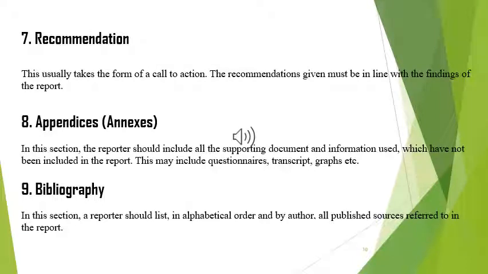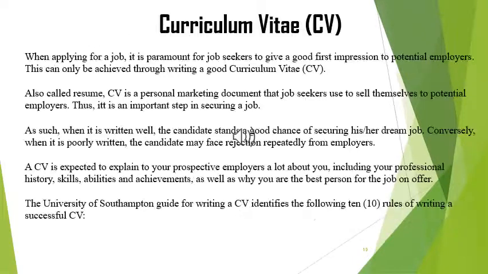The bibliography is the section where you list, in alphabetical order according to author, all the published sources that you have referred to in your report. If you cite any published sources, any book, any essay, any material, even a news report, you should mention this in the bibliography. This is to avoid the accusation that you have stolen ideas that are not your own, and therefore you are guilty of plagiarism. So in the bibliography is where you acknowledge all your sources according to author in alphabetical order.